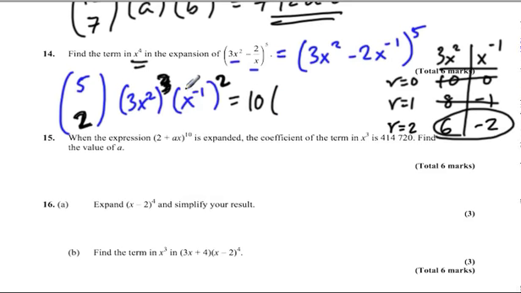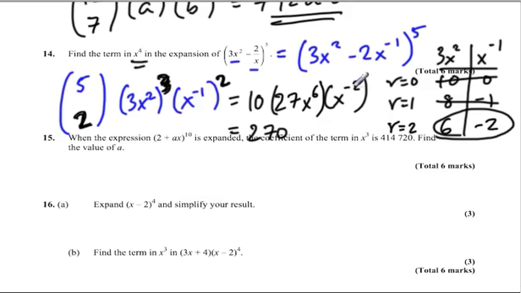Now 3 cubed is 27, and x squared cubed is x to the power of 6. And finally, negative 1 times 2 is x to the negative 2. And what this is going to equal is 270 times x to the power of 6 plus negative 2, which is x to the power of 4, exactly what we want. So we get 270, and that's our answer.